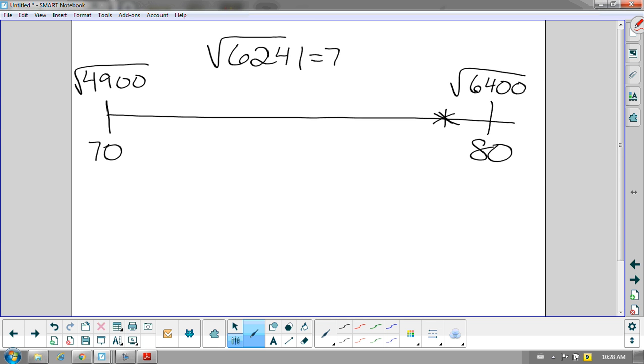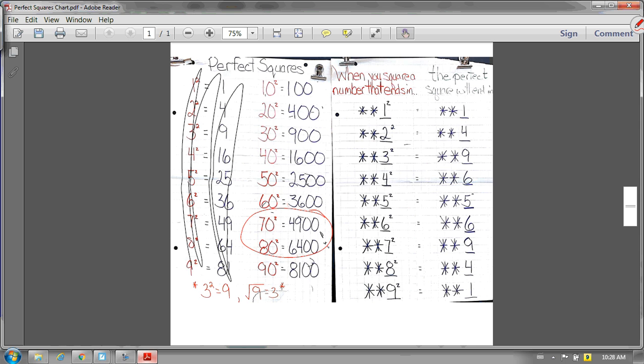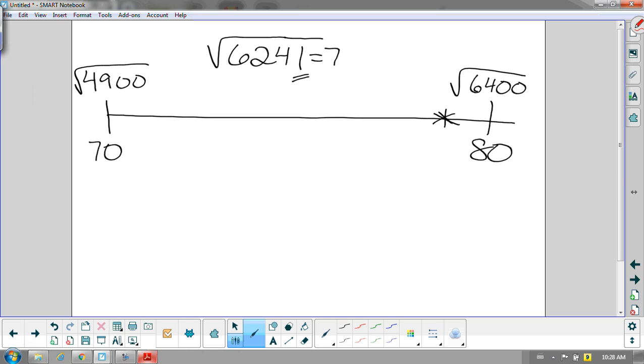And then the last step to figure out what the last digit of our number is, we look at the 1 of 6,241 and we go over here. The last digit ends in 1. We're either going to square 1 or we're going to square 9. So now we know that our number has to be either 71 or 79. And if we look at our number line, it makes most sense that it is 79. So now we can say that the square root of 6,241 is 79.